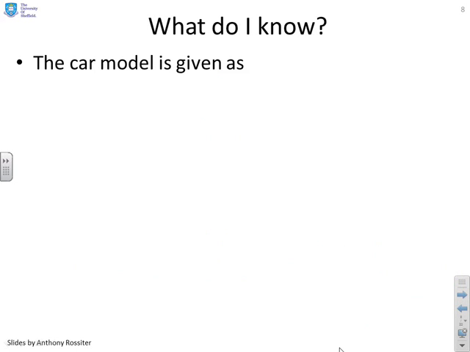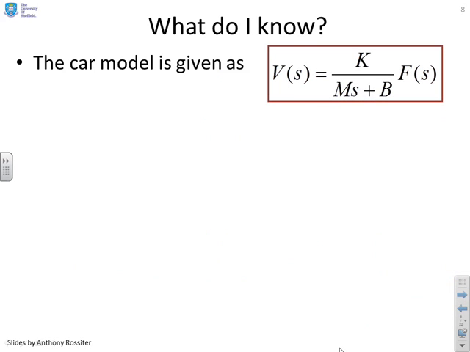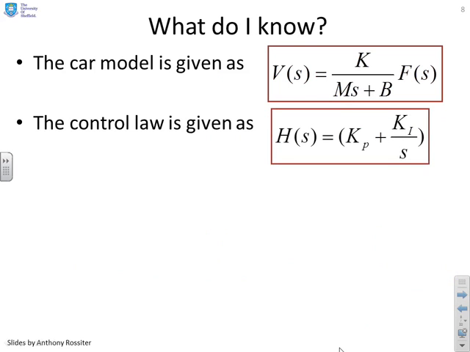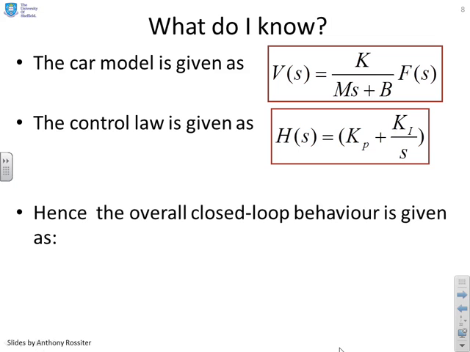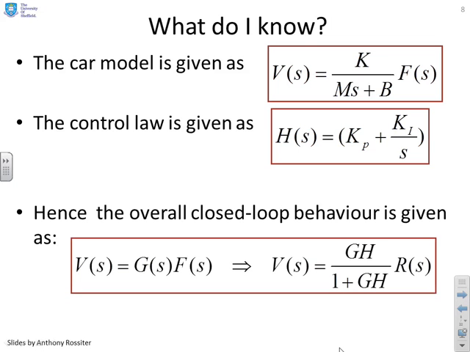Now, what else do I know? So I've got the car model, which is given by the velocity equals k over ms plus b times f of s. I'm given the control law, kp plus ki over s, and hence I can use my knowledge of control and feedback systems to say that the closed loop system, or the speed response, is going to be given by this: the velocity is gh over 1 plus gh times r, where r is the target speed. And therefore I can work out the closed loop dynamics from this 1 plus gh term.